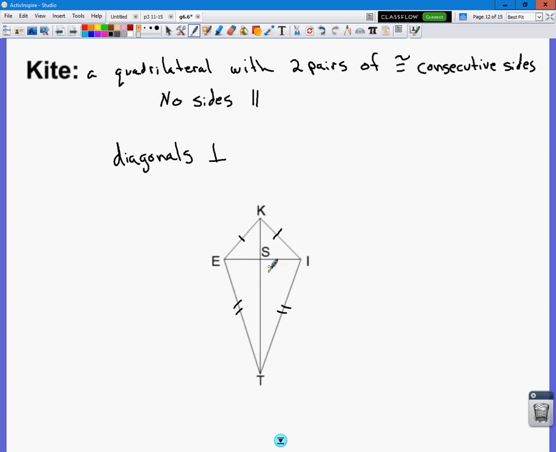There is one other thing that will be true in a kite, not both pairs of opposite angles being congruent, but there is one pair. It is the pair that is in between the two sides that are different. Angle KET is going to be congruent to angle KIT.